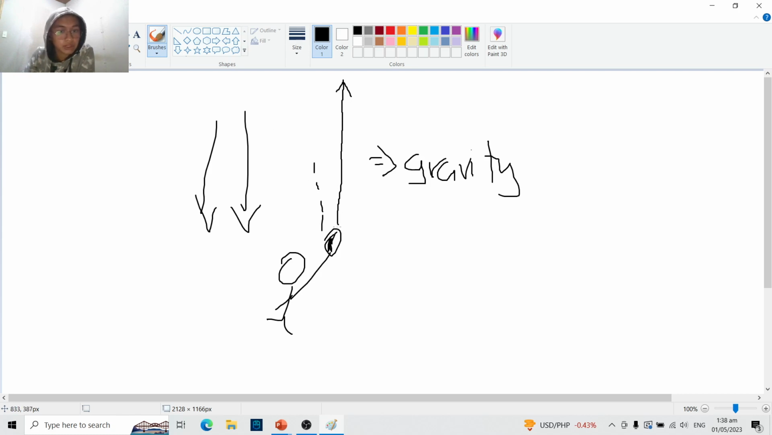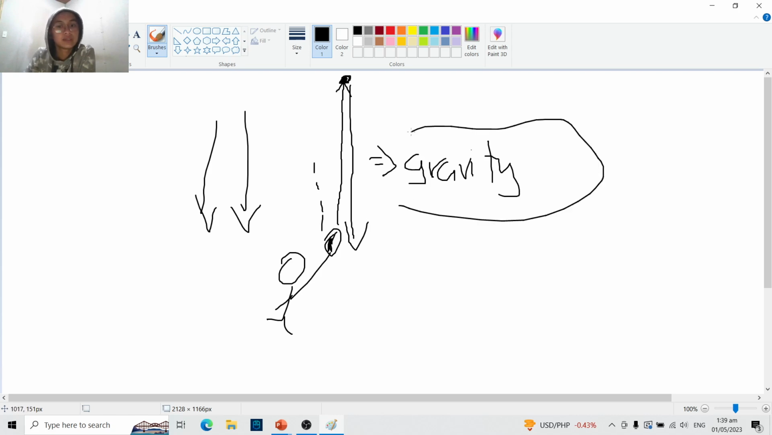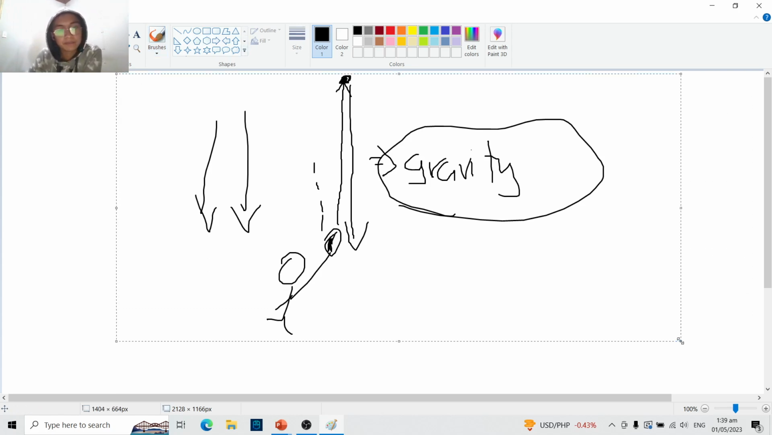Magpugong sa kanang bato. Moabot ra na siya og certain point which is ang iyang maximum nga height. Tinatawag na siya nga maximum nga height. Then balik ra na siya sa ground. Tungod ra gyapon si gravity. So, grabe gid kayo, di ba? Gravity. So, of course, nasabtan ba?